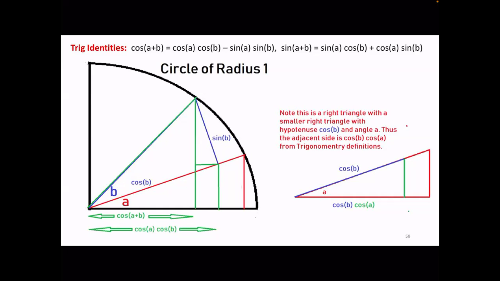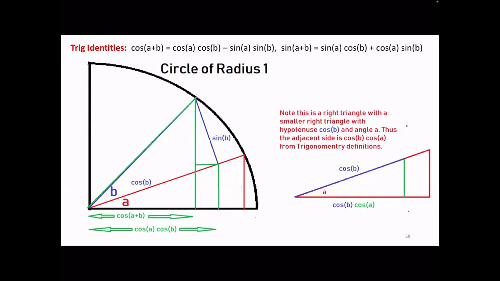And so if I want to find the sine of a plus b, it's going to be the green vertical line all the way up to the blue line of sine of b. And then it's going to be the green line continuing upward. If I want to find the cosine of a plus b, it's going to be the big one all the way up on the horizontal, and then just subtract the base of the rectangle because I overshot.